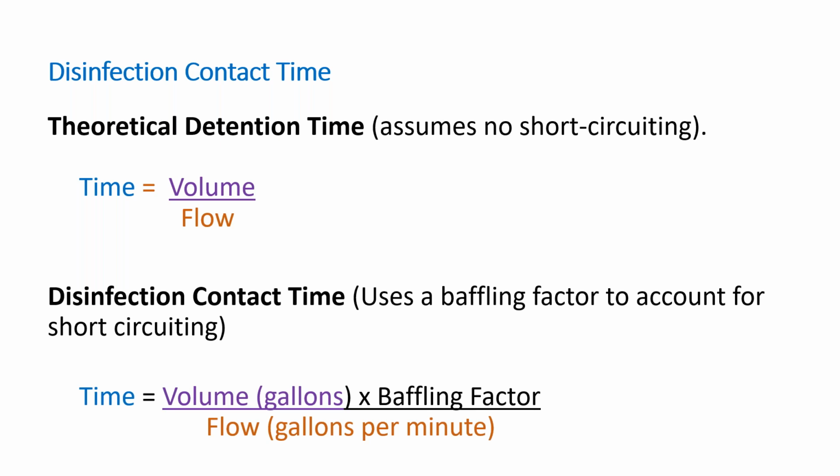But here's what the equation looks like. To calculate disinfection contact time, you have the volume of the basin in gallons times the baffling factor, and then you divide by the flow in gallons per minute. You notice you have gallons on the top, gallons on the bottom. The only thing that's going to be left over is time in minutes.